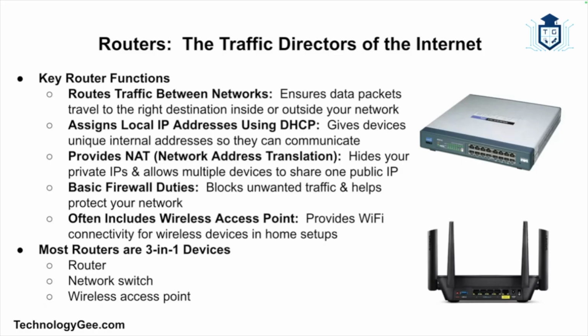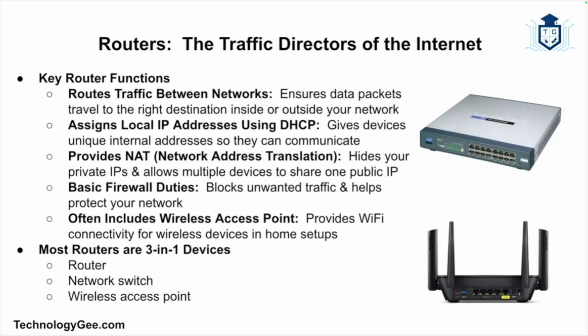Now, a router connects different networks, and in a home setup, it connects your local area network or your LAN to the wide world of the internet, also known as the wide area network. And in the process, it assigns IP addresses using something called DHCP, and it provides NAT or network address translation to hide your internal IPs from the internet. And it also handles basic firewall duties.